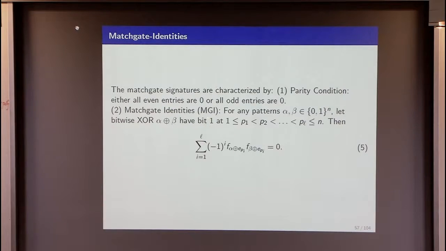And the match gates identity says that if you take any two patterns of 0, 1, that's the number of external nodes, you do the XOR, which gives a bunch of zeros. That's the place where the alpha, beta are different. And then you sum this funny-looking alternating sum of these values where you flip the bits where they differ. So you have an alpha pattern, a beta pattern, and you flip both in alpha and in beta the places where they differ. You multiply them, take the alternating sum, and you get 0. This is the claim. It must be so.